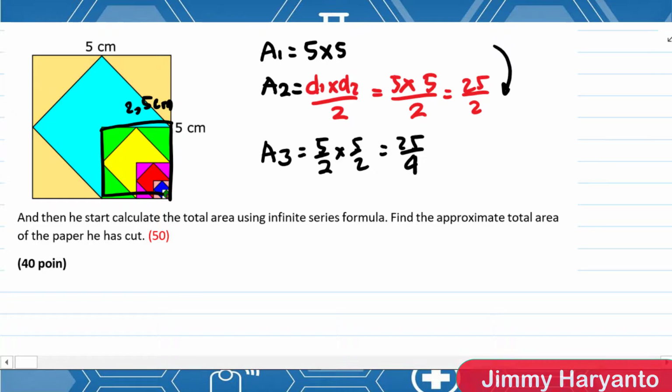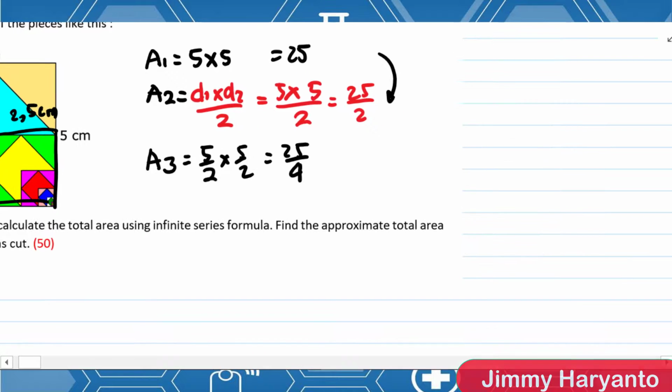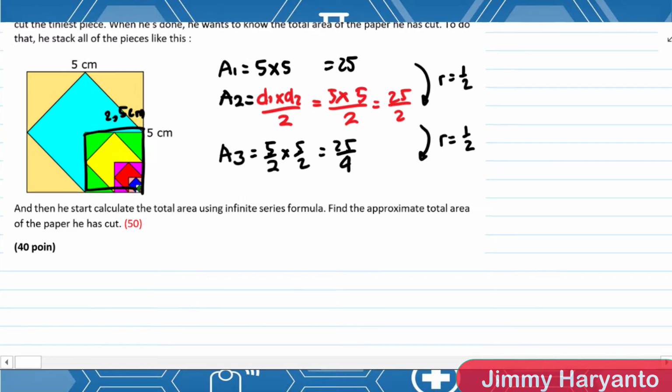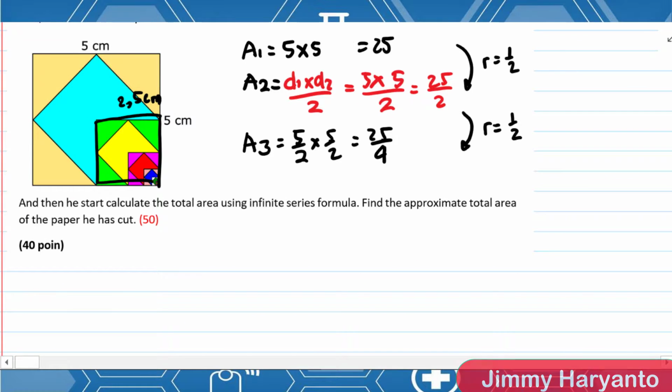So as you can see from the first term to the second term, the ratio is half. 25 times half equals 25 over 2. And then the ratio for the next is also half. So we are sure that this is a geometric sequence. So we have to use either the sum of the first n terms, or the sum to infinity. The question says this is going on continuously. That means infinite, so we have to use S infinity.